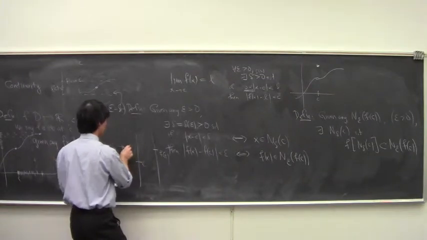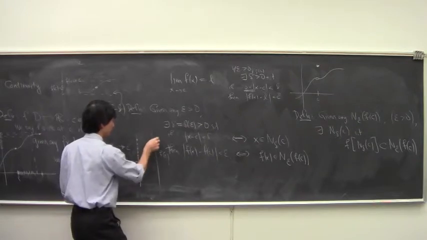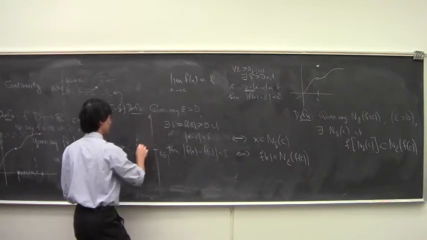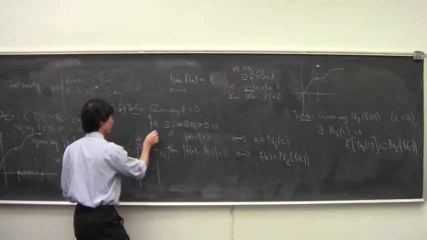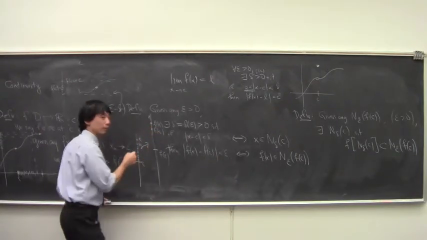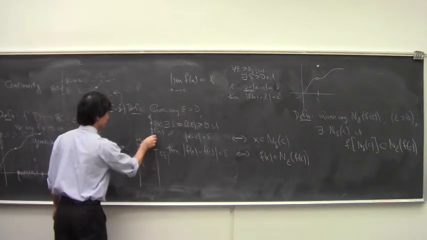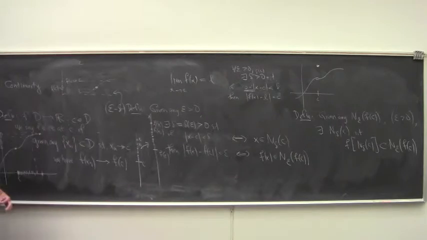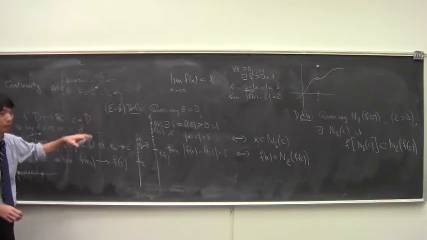Given any sequence of points that converges to c, the images of those points, so x1, x2, and so on, then the images f of x1, f of x2, and so on, have to converge to f of c. And so those are the two ways of defining continuity. This one is normally called sequential continuity, and the other one is called continuity.